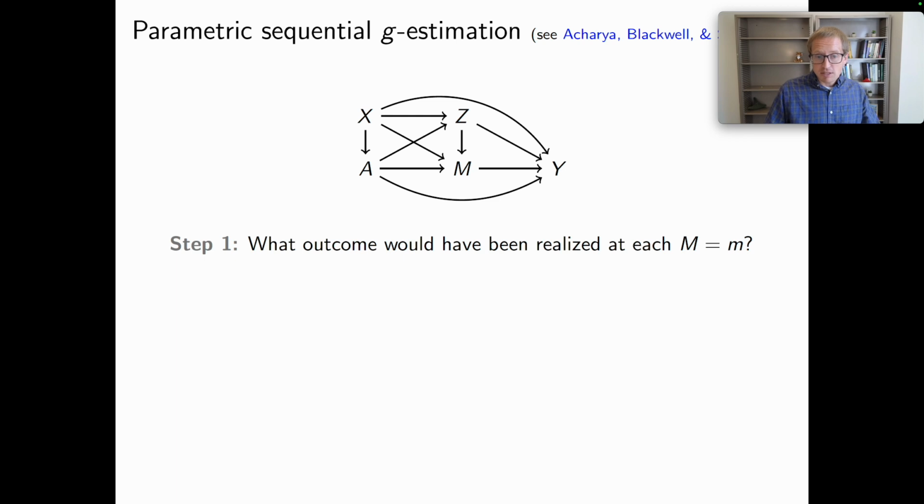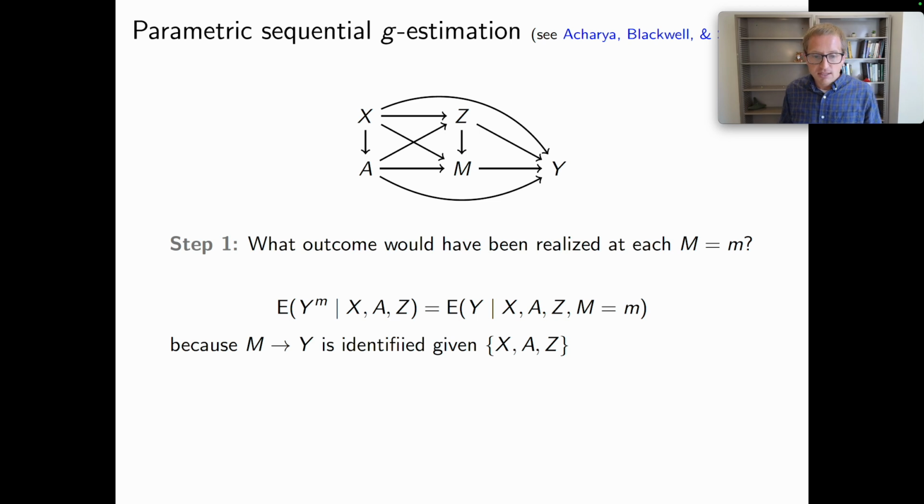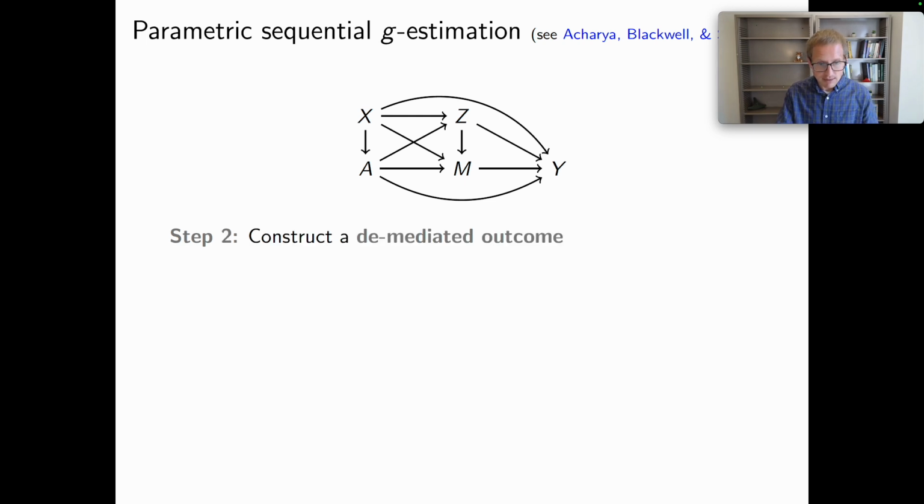So to zoom in on these steps a little bit more, our first step is to think about what outcome would have been realized at each value for each person if their mediator took the value little m. And so to do that, we model the outcome Y under the treatment value m by the observed outcome of those whose mediator took the value little m within subgroups defined by X, A, and Z, because after all, that's our sufficient adjustment set.